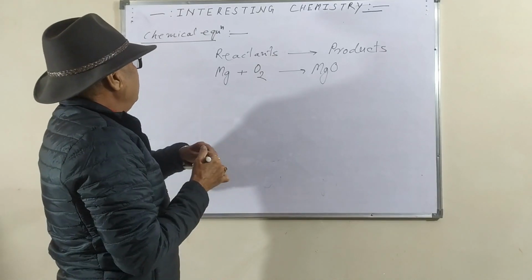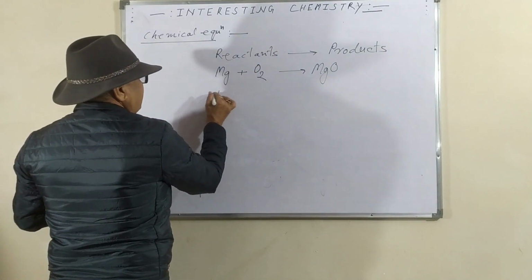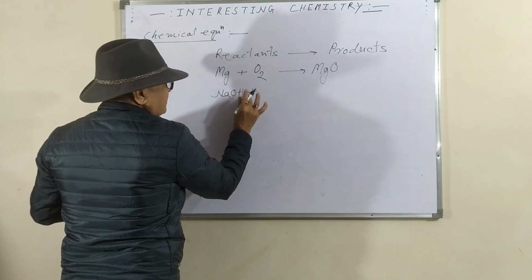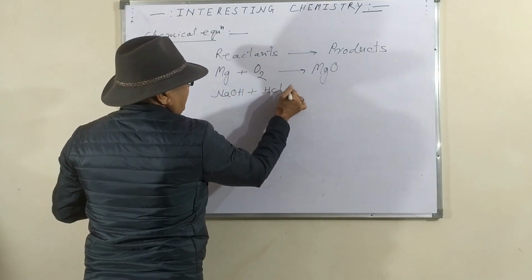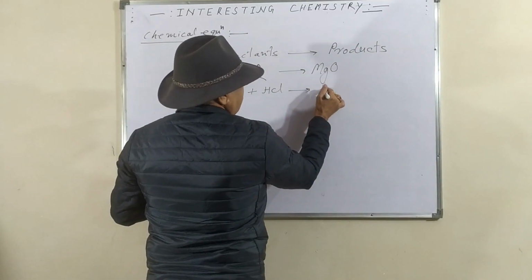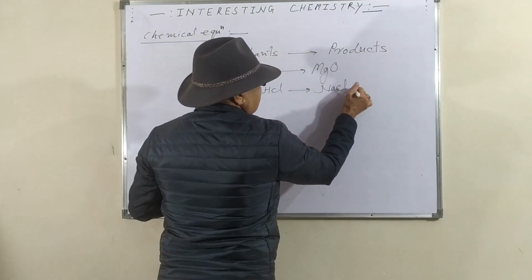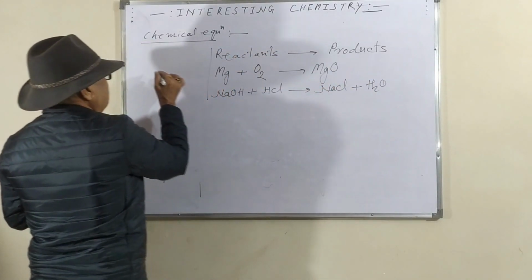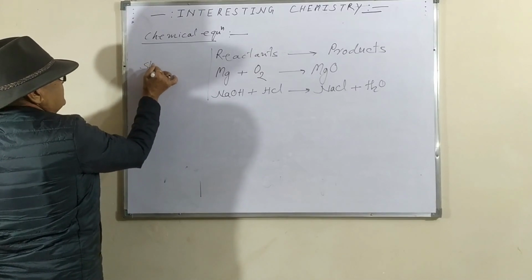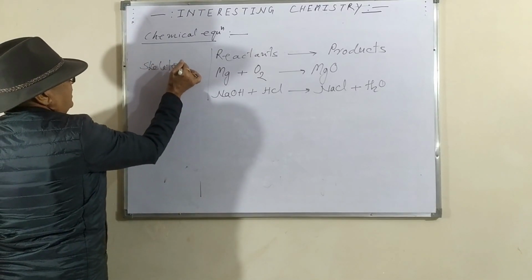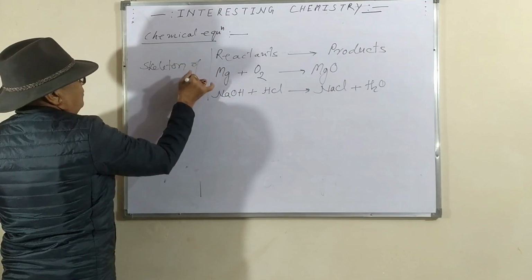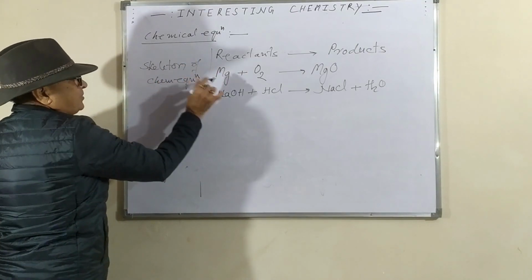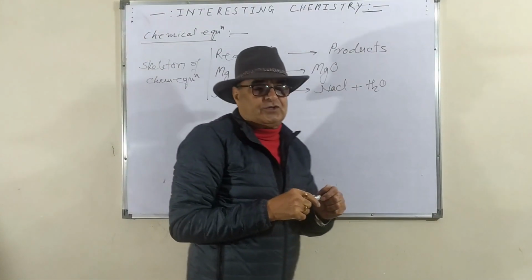In the same case you can write, suppose, NaOH, sodium hydroxide, plus HCl, and we will write here NaCl plus H2O. This is the skeleton of chemical equations. This is the skeleton of the chemical equation.